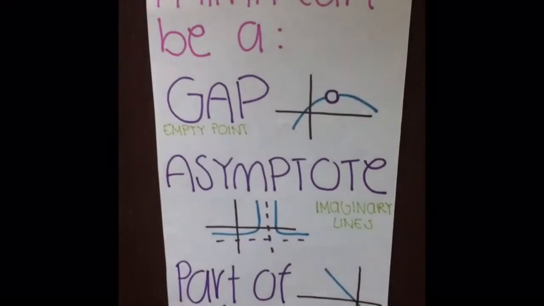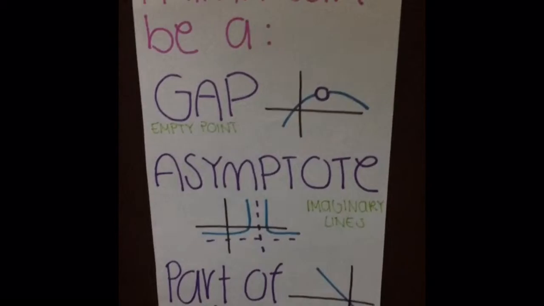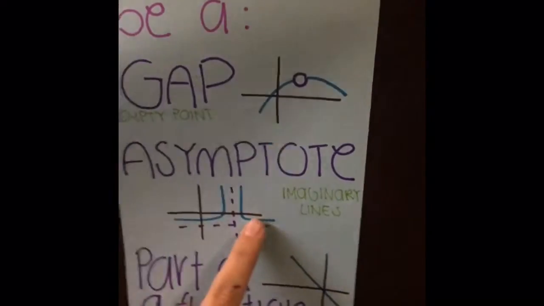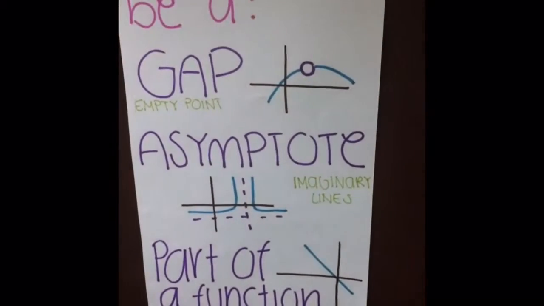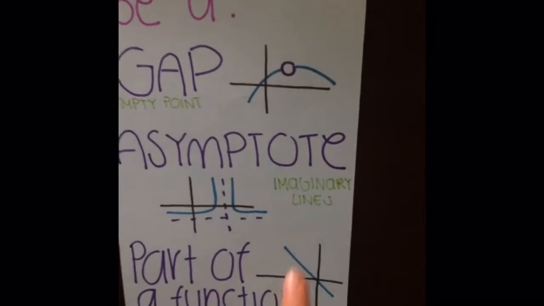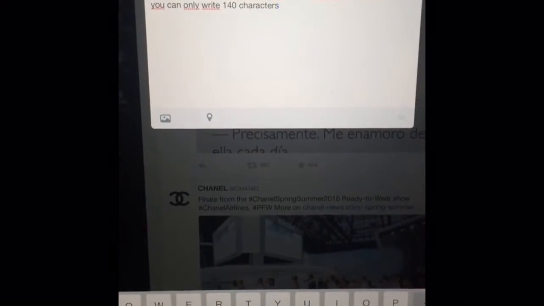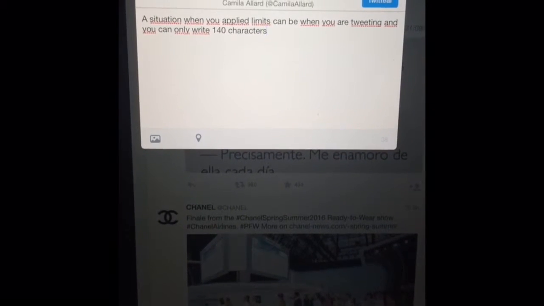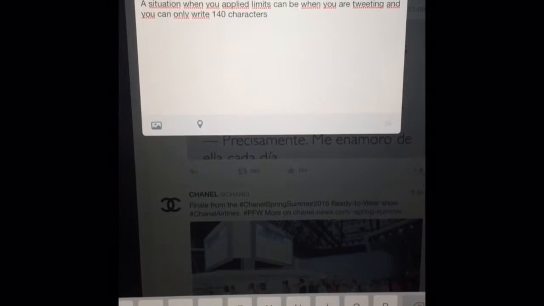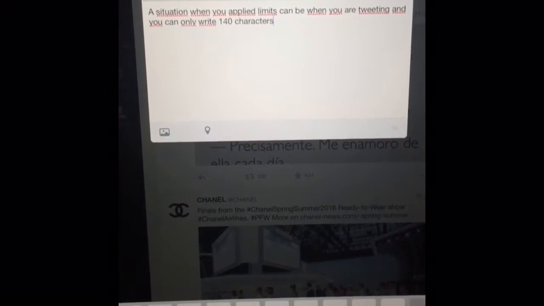A limit can also be an asymptote, which are imaginary lines that define where the function cannot pass anymore. Or it can be a part of the function. A situation when you can apply limits is when you're tutoring and you can only write 140 characters. So you are approaching a value and you cannot pass that value.